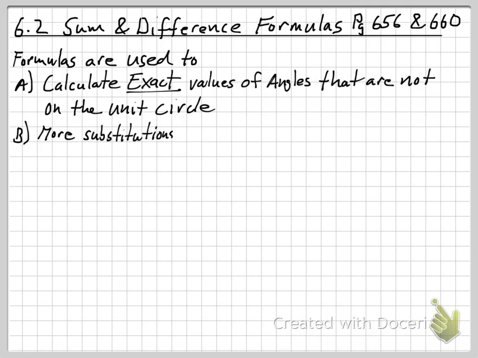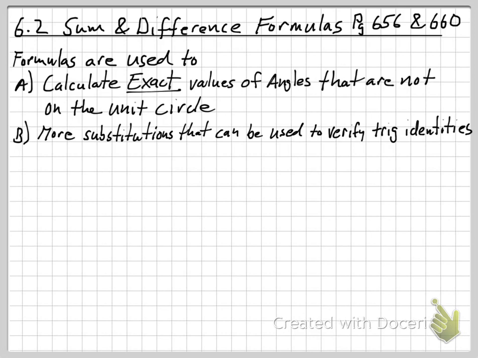And what are these formulas going to be used for? Well, the first thing we're going to use them for is calculating exact values of angles that are not on the unit circle. The way we're going to accomplish that is we're going to use combinations of angles that are on the unit circle. We're going to add and subtract them and get some that are not. And we're going to see how that pans out in a little bit.